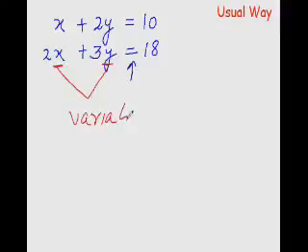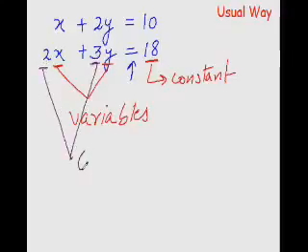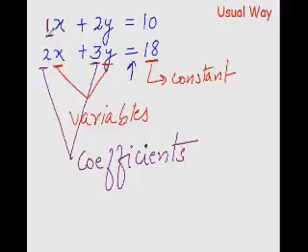This number that you are seeing here is known as a constant, and this 2 and 3 that you are seeing are known as coefficients. Basically they are numbers that are put before the variables. When there is no number put before a variable, the coefficient is always 1, but we don't write 1. It is understood that it is 1.